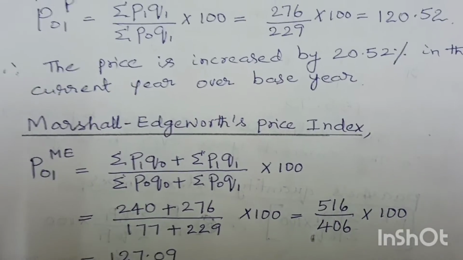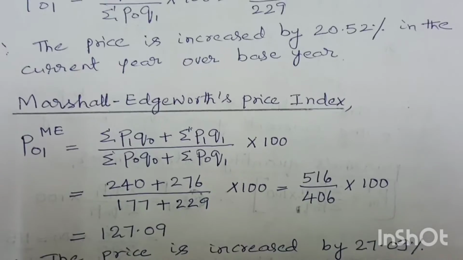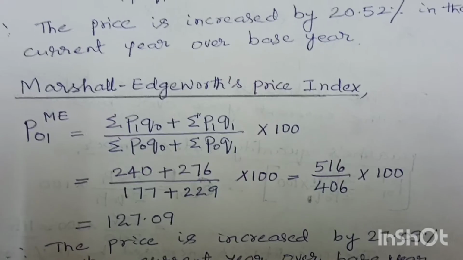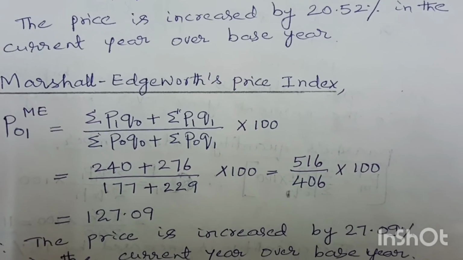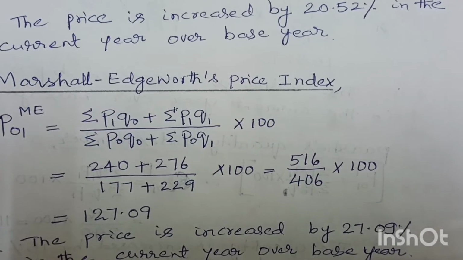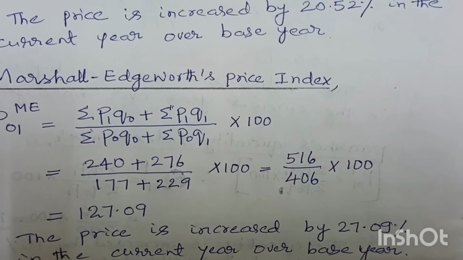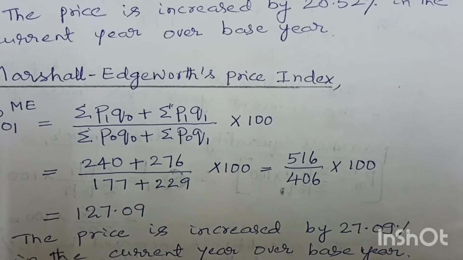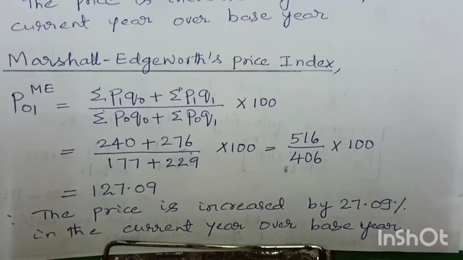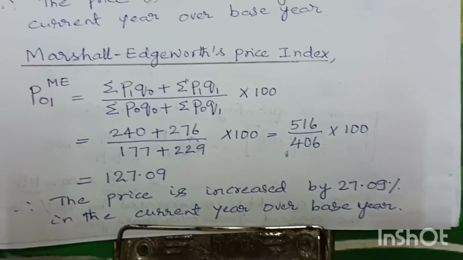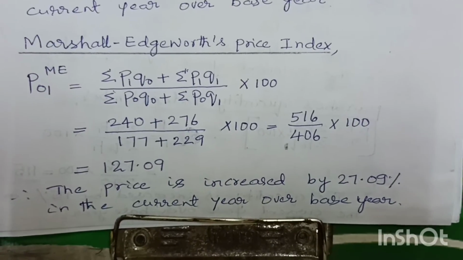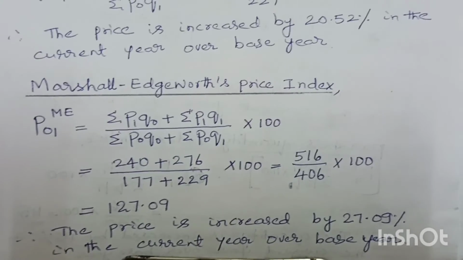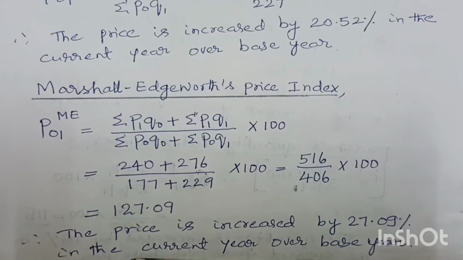Into 100. So now substitute the values. 240 plus 276 divided by 177 plus 229. Add it, into 100. That is 516 divided by 406 into 100. Divide 516 by 406, you will get some decimal point. Multiply with 100, you will get 127.09. So when you subtract 100, you will get 27.09% increase. You write the conclusion: the price is increased by 27.09% in the current year over base year.